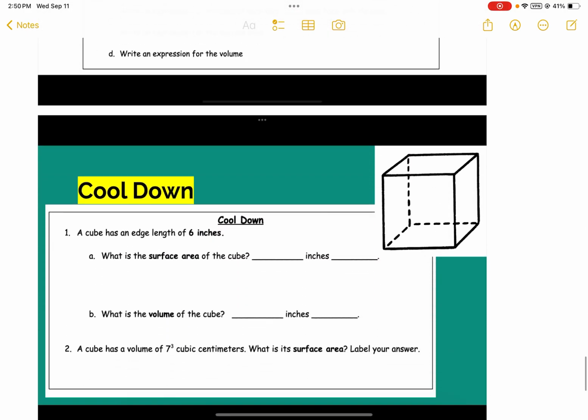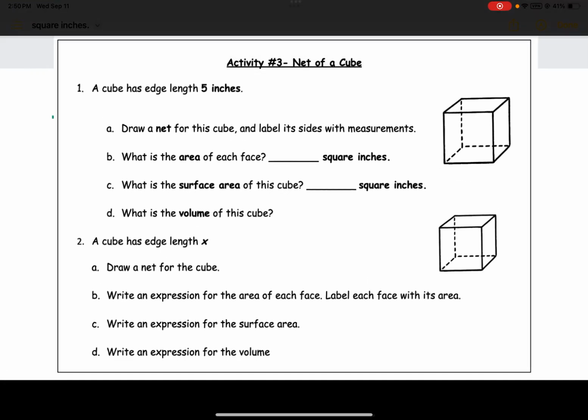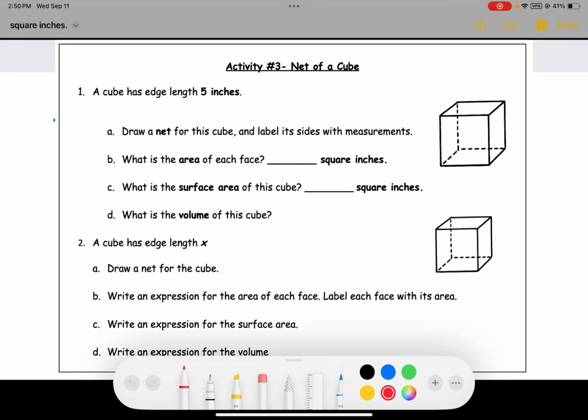So let's move on to activity 3, and then you can do the cool down. So activity 3, it says a cube has an edge length of 5 inches. So I have a cube here, so I'm going to write 5 just so I can kind of visualize. Draw a net for the cube and label its sides with measurements. So I know the net of a cube is going to have 6 squares. So I'm going to draw my net like this. You can draw it a different way.